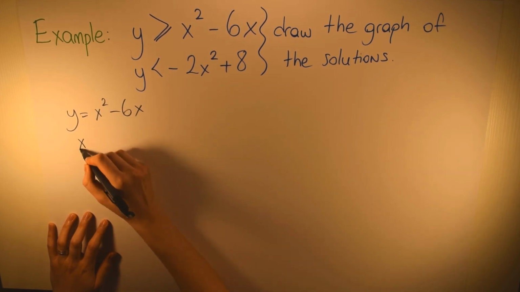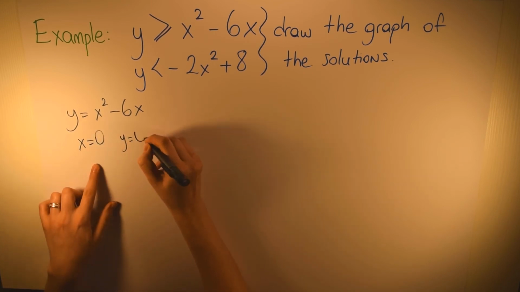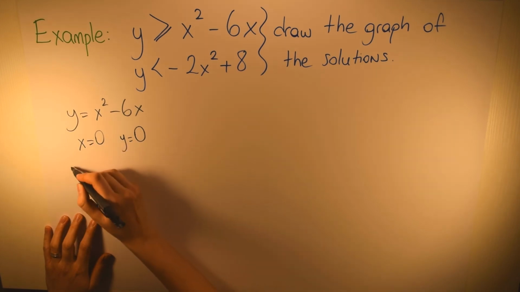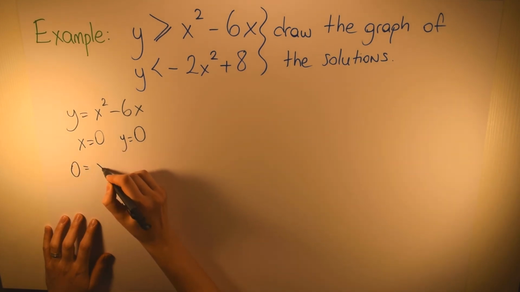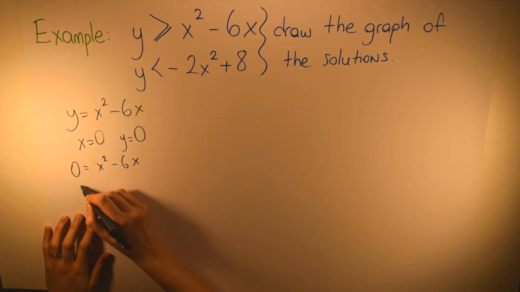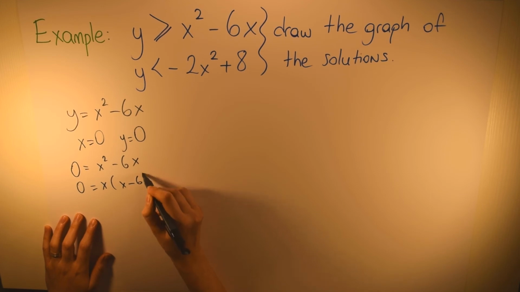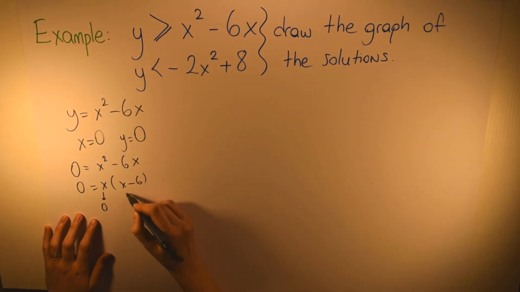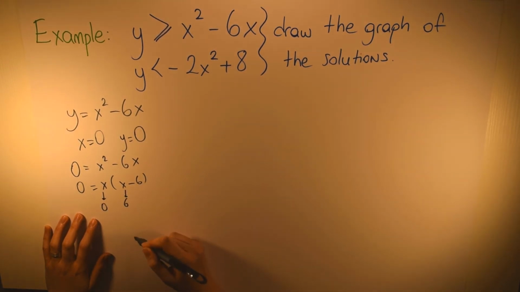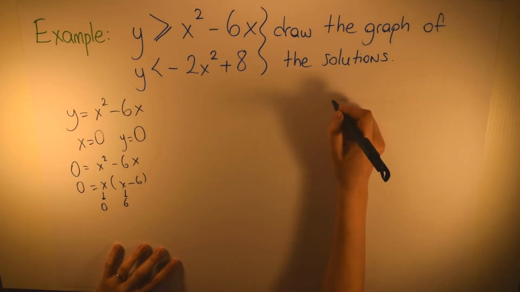So here when x is equal to 0, y is equal to 0, right? So when y is equal to 0, then this is x squared minus 6x. So 0 is equal to x times x minus 6. So x is 0 and x is equal to 6, right? So these are our points. And then let's put them on the graph here.